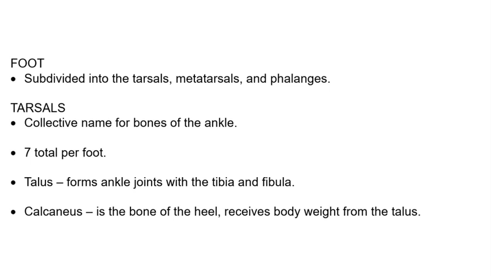The foot contains the tarsals, the metatarsals, and the phalanges. The tarsals are the collective name for the bones of the ankle. There are 7 tarsals per foot, and each has its own specific name. We'll examine 2 of these bones.